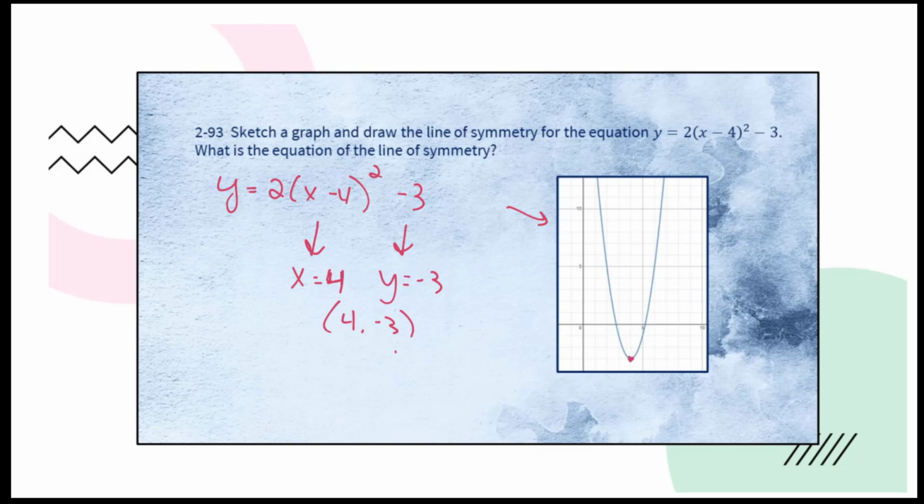Now, I have said in the past in other videos that the y determines the max or the minimum. And in this case, because the parabola opens up, our y value is a minimum, okay? And then this determines the axis of symmetry. So my equation is going to be a vertical line, and I'm going to go ahead and draw that. And it's going to go through the point x equals 4, which is right here. So our equation for that is x equals 4. And that ends 2-93.